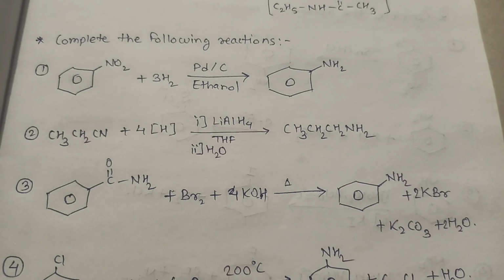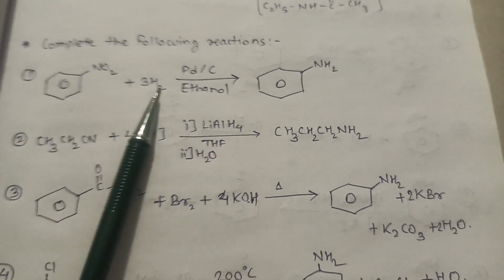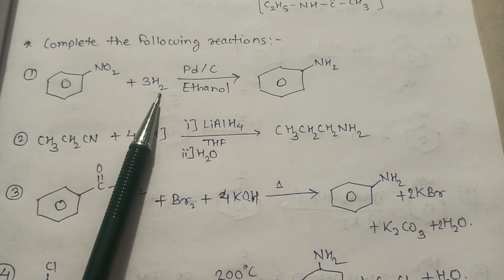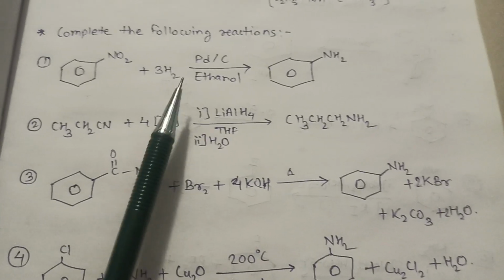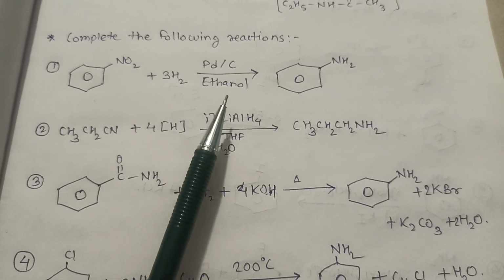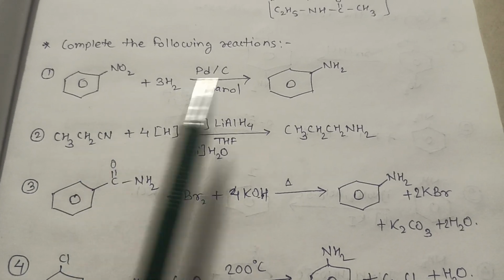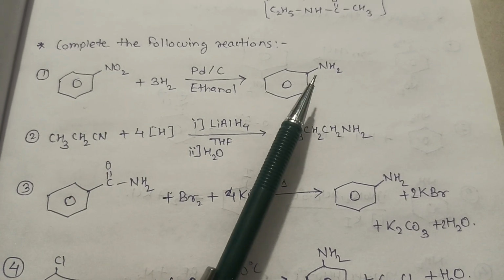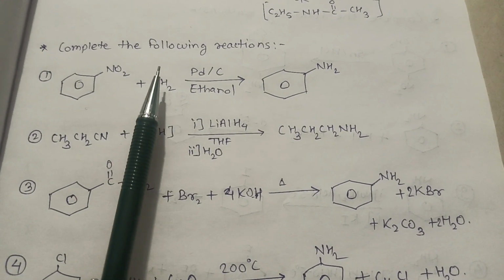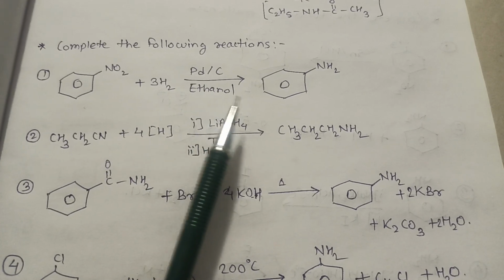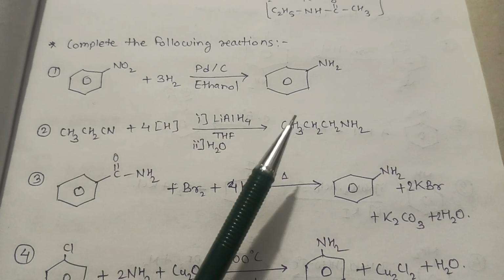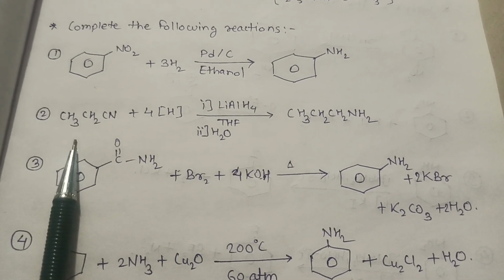Complete the following reaction. Nitrobenzene plus hydrogen, reduction reaction. In the presence of palladium, carbon and ethanol as solvent, it will reduce nitro group to NH2. So it is a reduction reaction. Palladium and carbon catalyst are used and ethanol is solvent. Reduction of nitrobenzene to aniline.